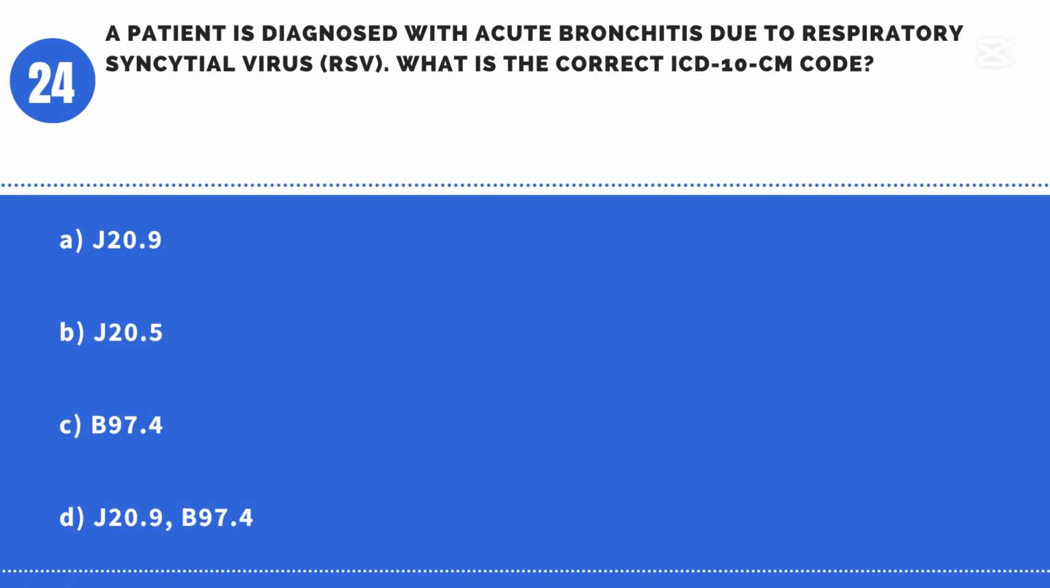Question 24. A patient is diagnosed with acute bronchitis due to respiratory syncytial virus, RSV. What is the correct ICD-10-CM code? A. J20.9. B. J20.5. C. B97.4. D. J20.9, B97.4.